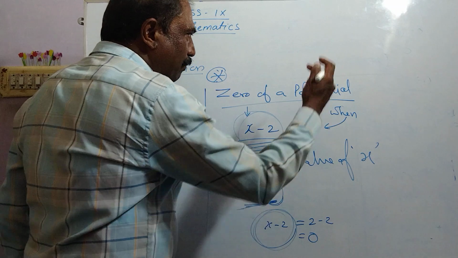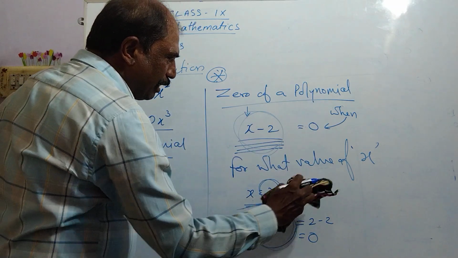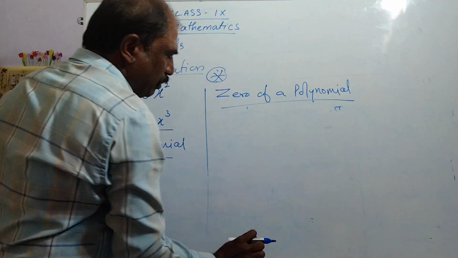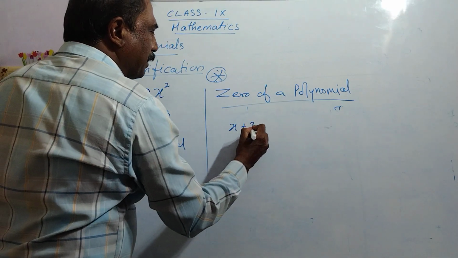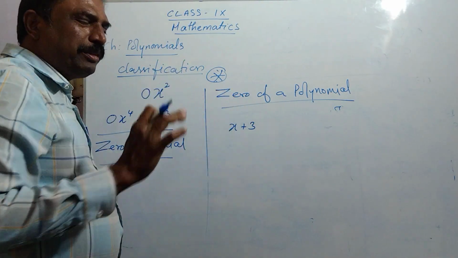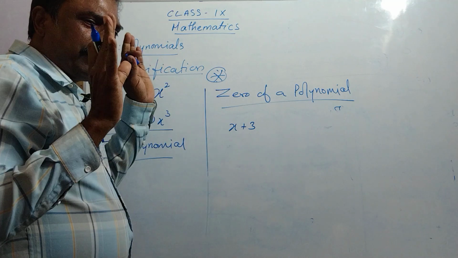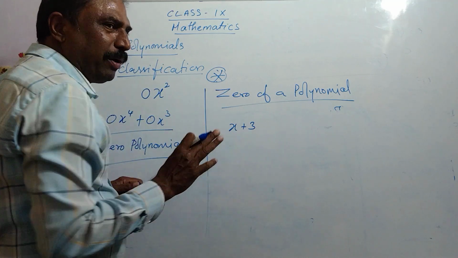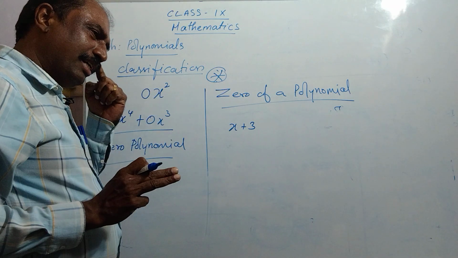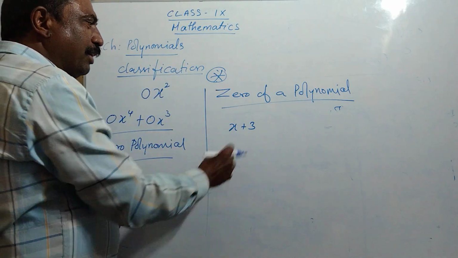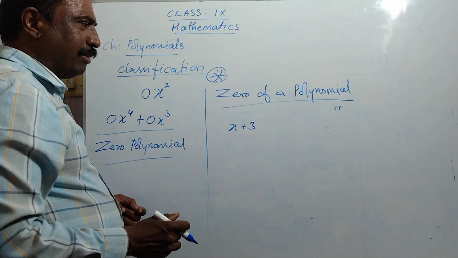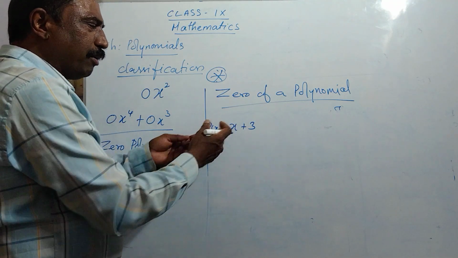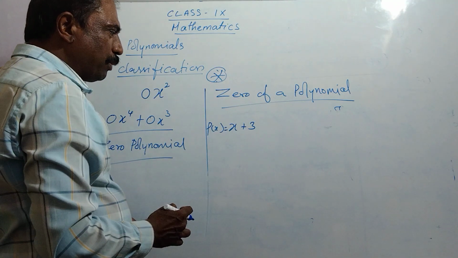Suppose we take another one, x plus 3. Let it be very simple. The concept புரியுற வரைக்கும் சிம்பிளா பண்ணிக்கும். இப்போ x plus 3 இது பாலினாமியல் தானே? Yes. So what is the 0 of this polynomial? Suppose we say p of x equal to this polynomial x plus 3. What is the 0 of this polynomial?